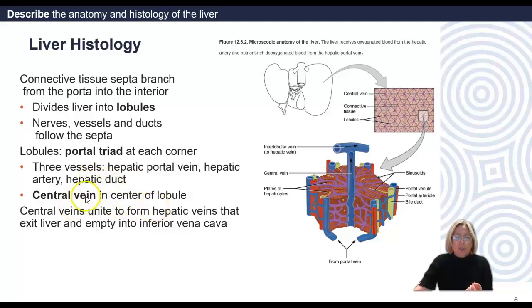In this, we also have this central vein in the center of the lobule. And all of these central veins from all of the lobules then unite eventually to form the hepatic veins that exit the liver and empty into the inferior vena cava.